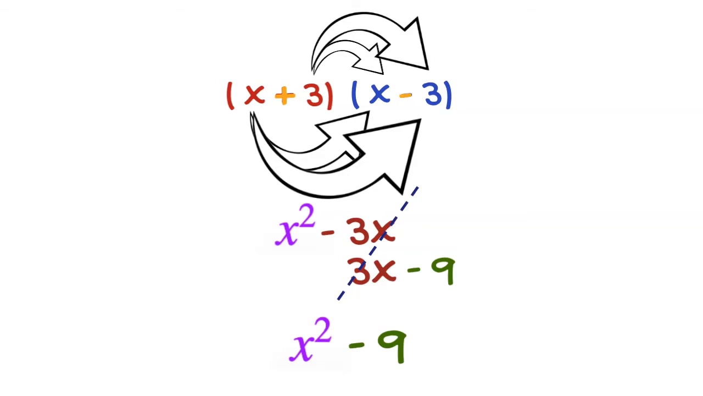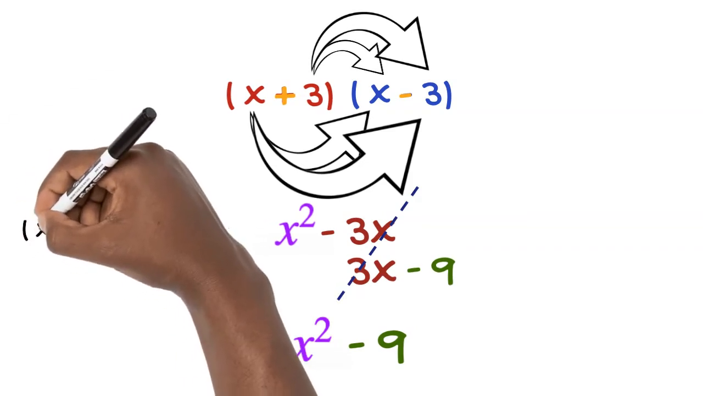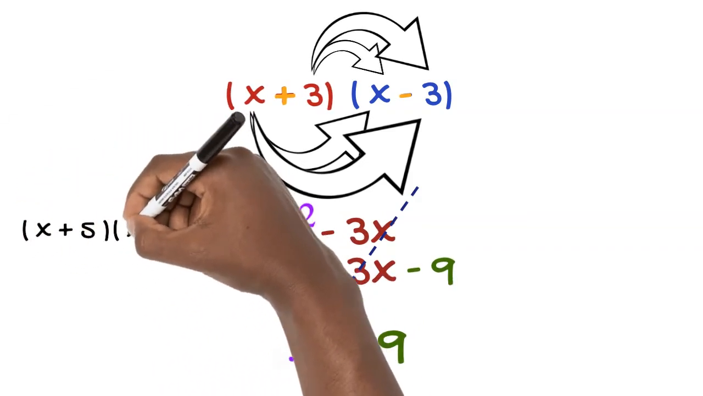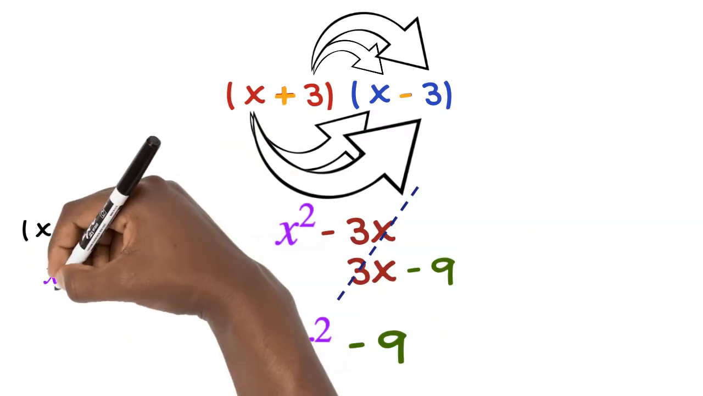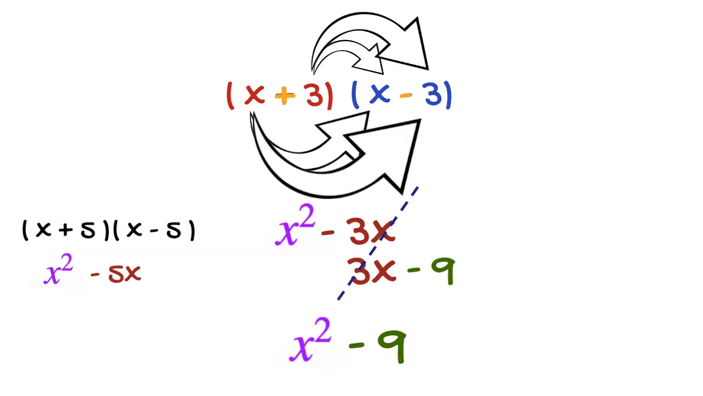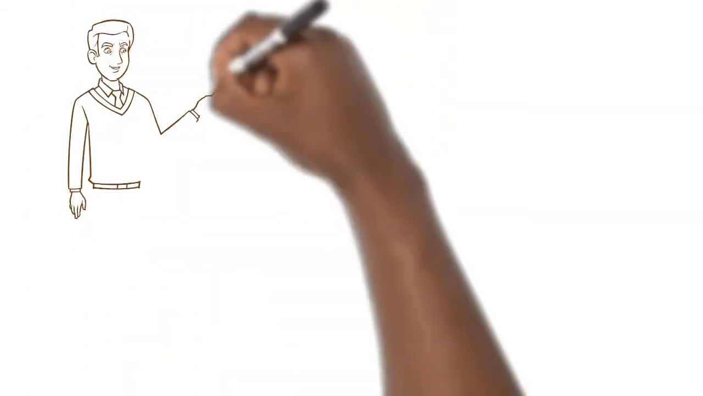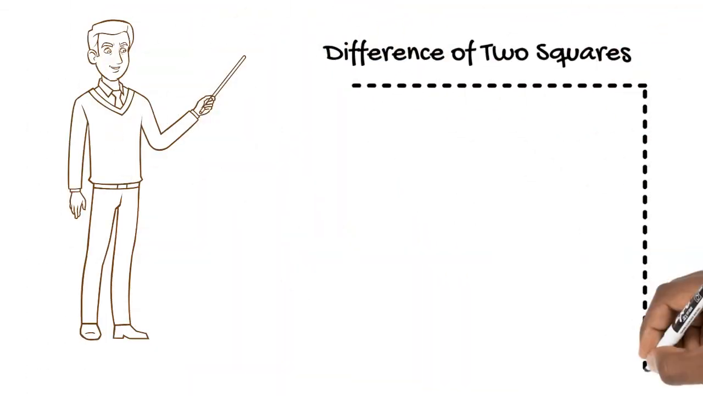That means that no matter what those numbers were, let's say we had x plus 5, x minus 5. Since both of those are 5s, when we FOIL them out, we can tell that those middle terms would cancel, right? So you'd have 5x and negative 5x. So this brings us to factoring with the difference of two squares.